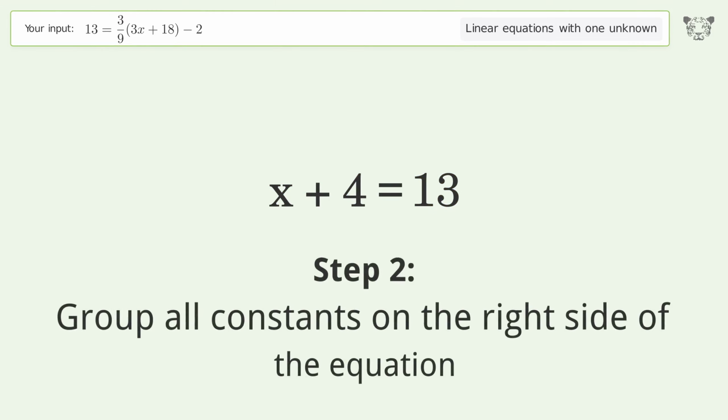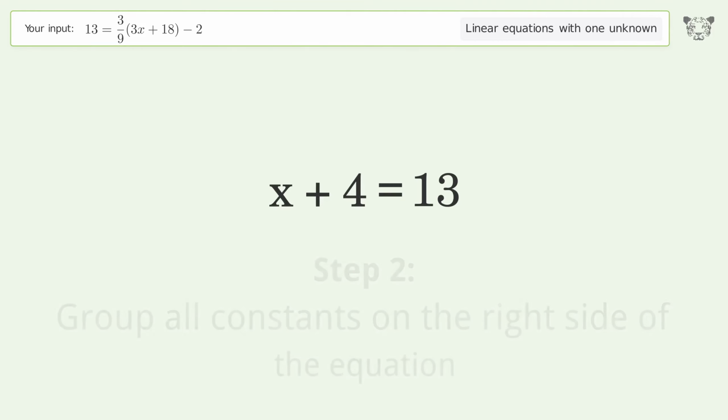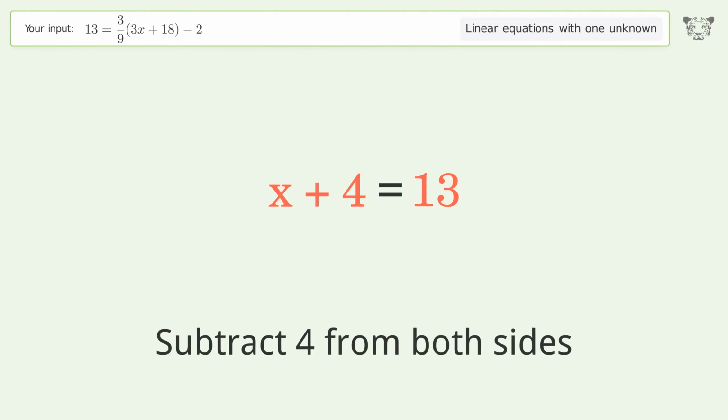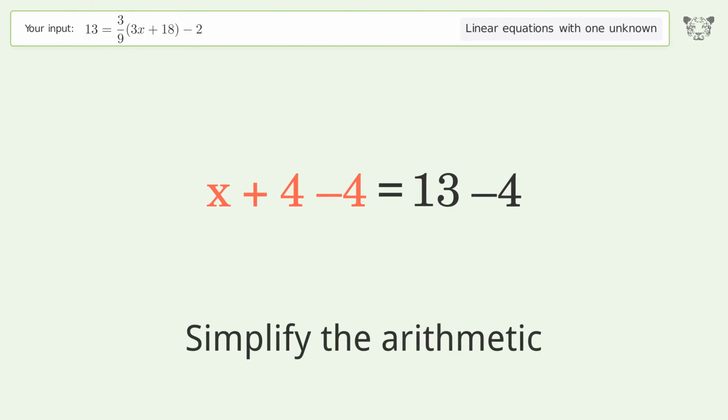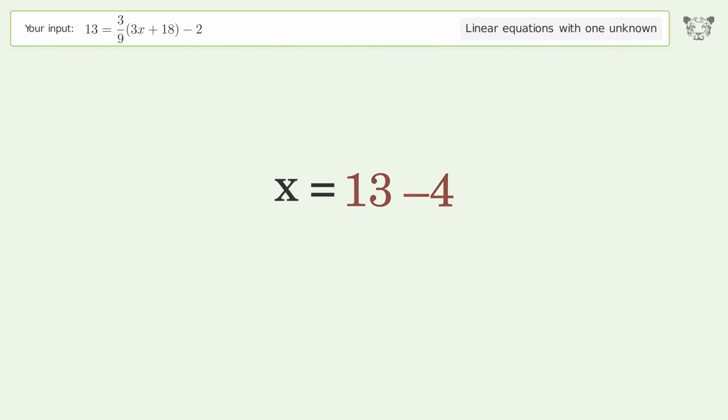Group all constants on the right side of the equation. Subtract 4 from both sides. Simplify the arithmetic. And so the final result is x equals 9.